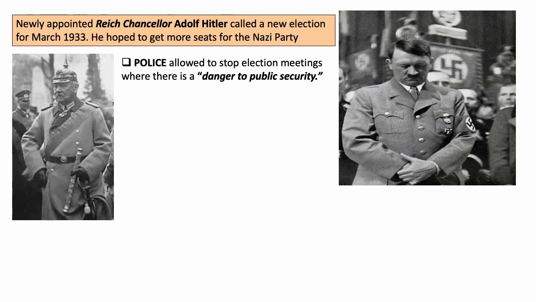But then they have this little agreement, this little deal, sorry, or not a deal, that's the wrong word. Hitler does this, decrees this, he's the Chancellor, okay? That the police are allowed to stop election meetings where there is a, quote, danger to public security. Now, again, with a healthy dose of cynicism, if the police are allowed to do that, where do you think the police might go and stop political meetings in the run-up to an election? Do you think they're going to stop Nazi party meetings? Okay, do you think they're going to stop Communist Party meetings or those moderate middle parties?